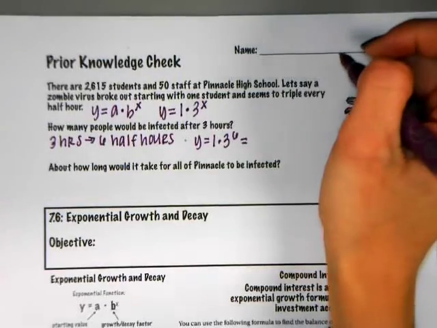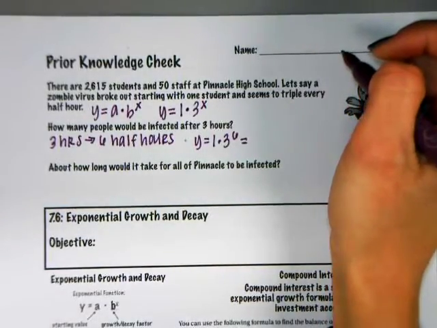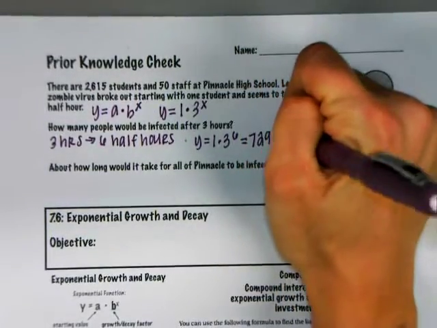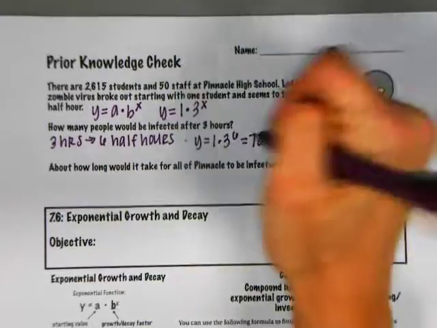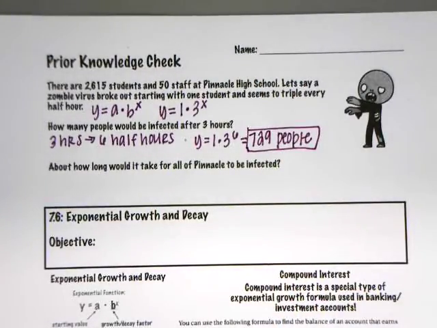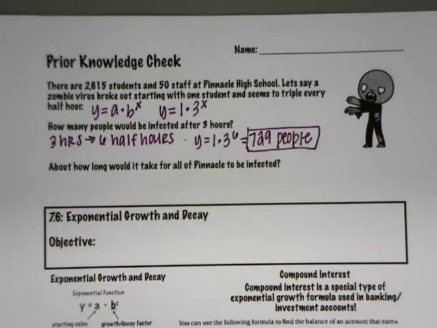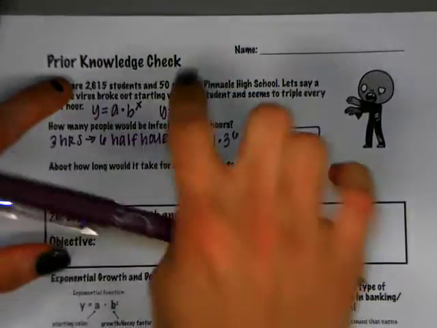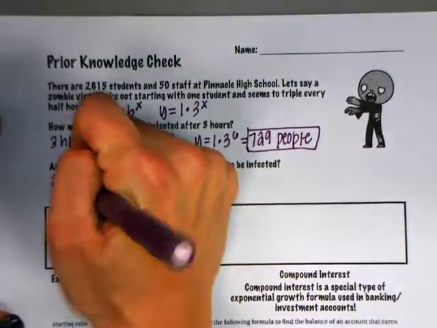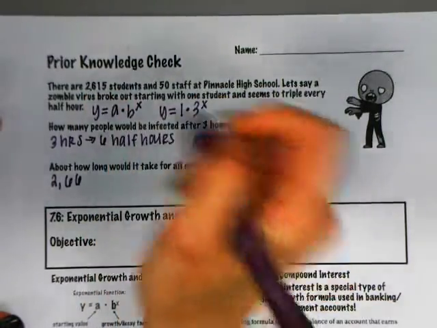So everyone have a calculator. You'll need one today. Yep, so 729 people would be infected after 3 hours. About how long would it take for all of Pinnacle to be infected? So let's figure out how many total people. So let's add those up. So you get 2,665, right?